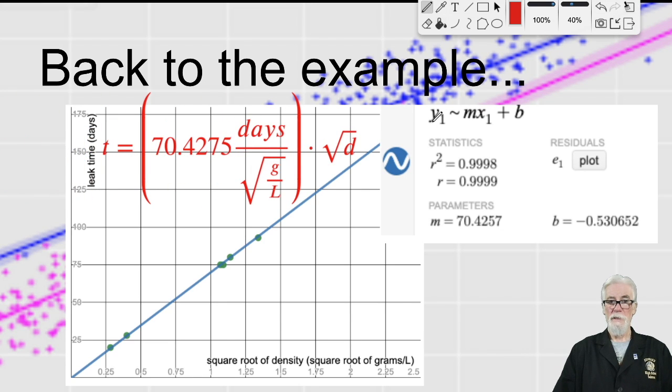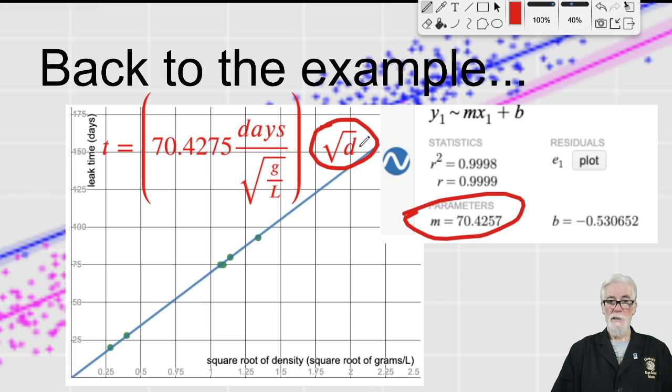We can find the leak time by just taking the square root of the density of any gas, multiplying it by the slope of this line. That's where this number comes from. It's just the slope that's given for the best fit line. And this will predict the time.